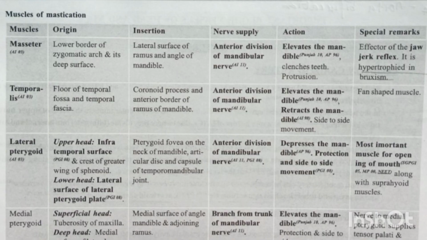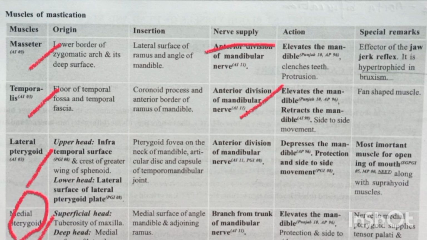Now let us see muscles of mastication. Masseter, temporalis, lateral pterygoid and medial pterygoid. All the muscles of mastication are supplied by the mandibular nerve. Masseter, temporalis and lateral pterygoid are supplied by the anterior division of the mandibular nerve, whereas medial pterygoid is supplied directly by a branch from the trunk of the mandibular nerve.